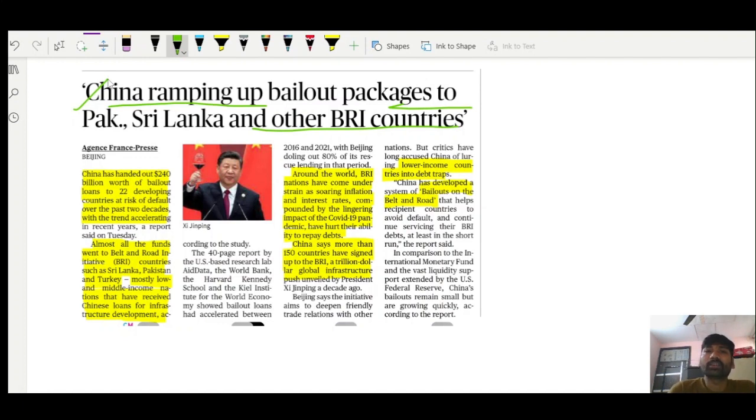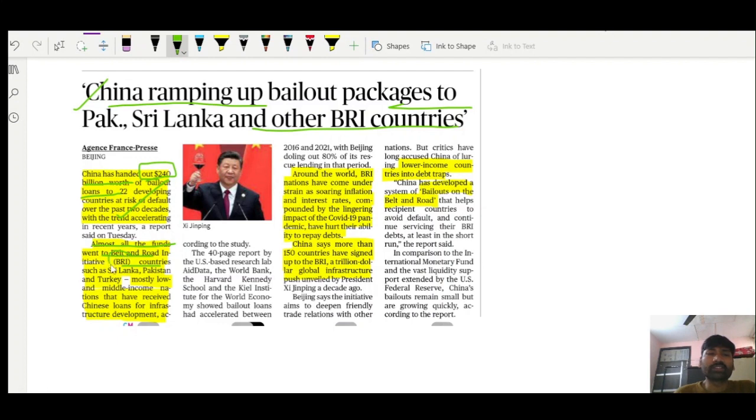Now both these countries have been going through an economic crisis. China has handed over 240 billion worth of bailout loans to 22 developing countries at risk of default over the past 2 decades. So China has been providing the bailout package. In case any country which is part of the BRI has been struggling economically, China has been providing the package, so financial assistance at higher interest rates. Okay, and almost all funds went to the Belt and Road Initiative countries.